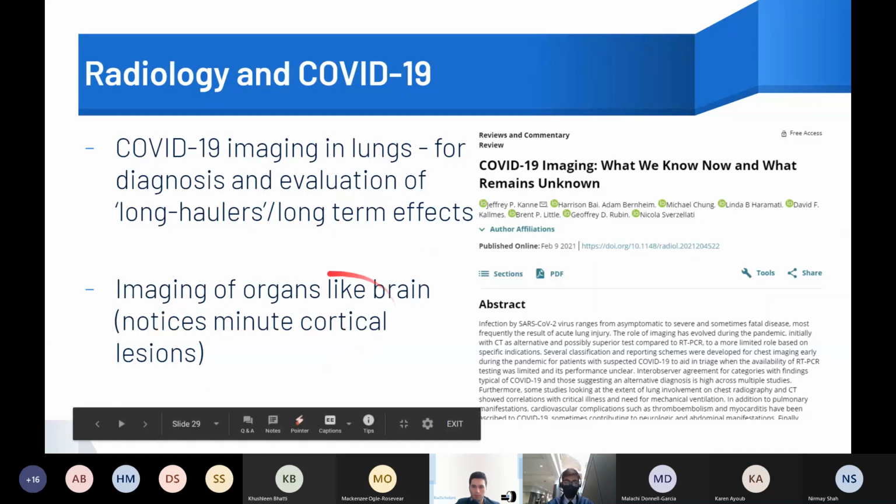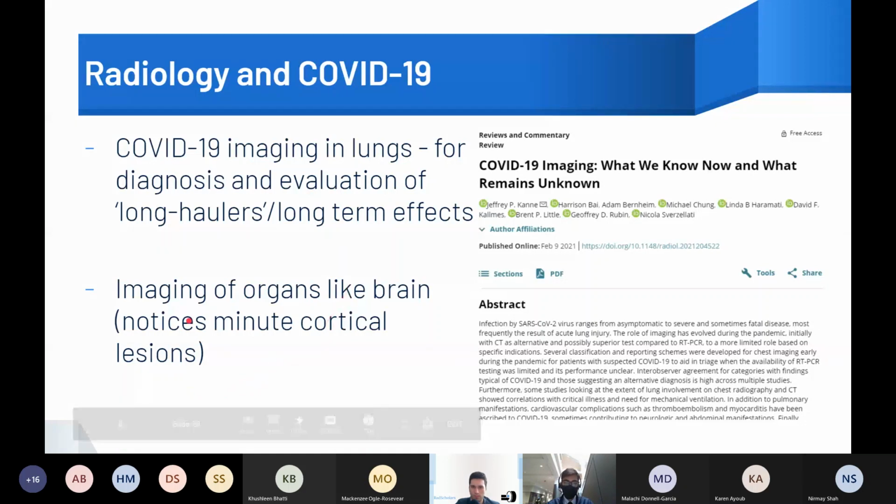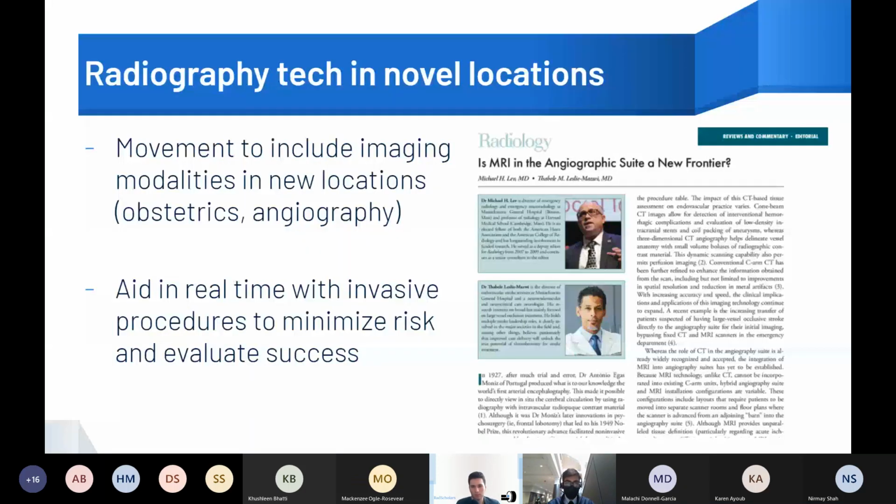So especially for secondary organs of impact like the brain for COVID-19, radiology research is becoming really relevant in telling us what we can expect in patients in the future. So if you want to learn more about it, just go on Radiology, which is the journal, and search up reviews, and they'll tell you all about radiology and how it's impacting the COVID-19 pandemic.